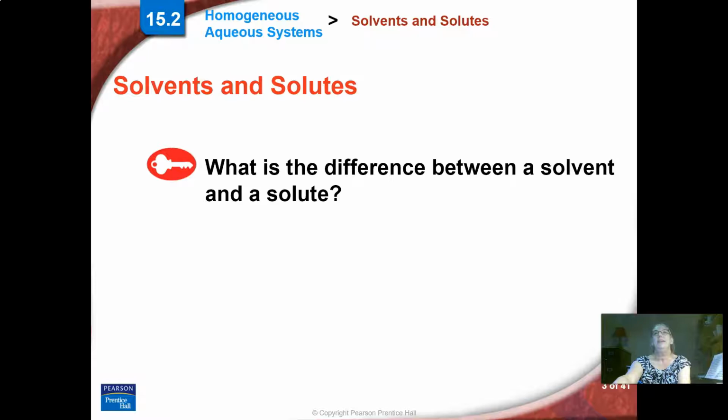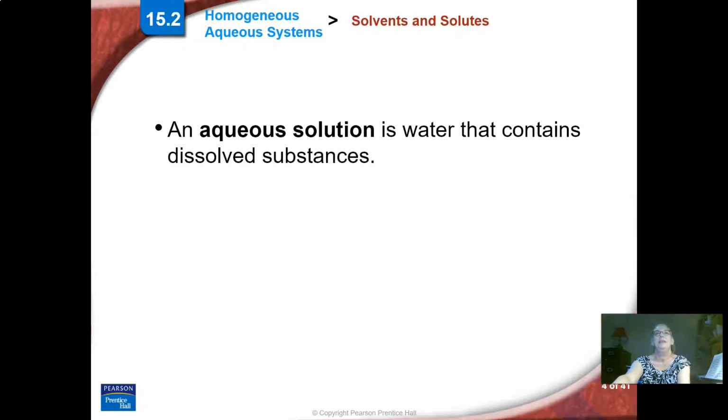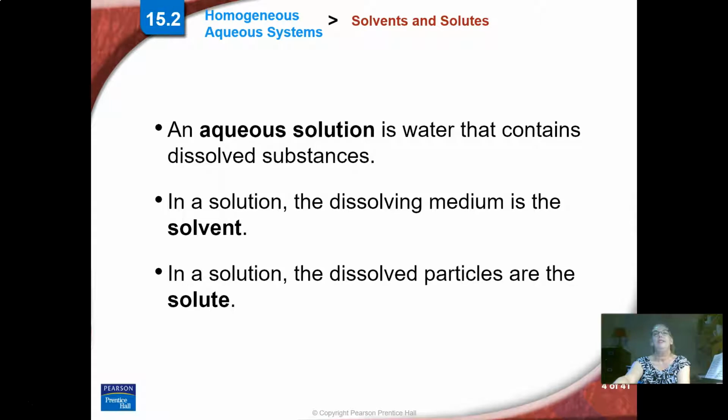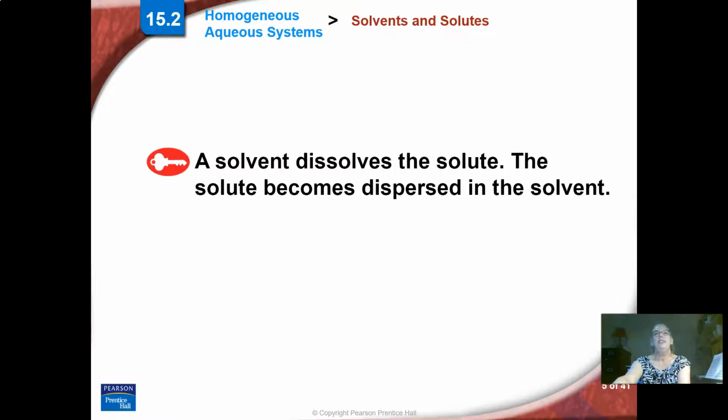So Kool-Aid has the Kool-Aid powder, that's the solute, and the solvent is the water. We can have lots of different solutions, but that's a really simple one to think about. Aqueous means a solution is in water, and so Kool-Aid is an aqueous solution. It contains the dissolved Kool-Aid particles. The solvent is the water that's dissolving the Kool-Aid, and the solute is the Kool-Aid part. So a solvent dissolves the solute, and the solute becomes dispersed in the solvent.